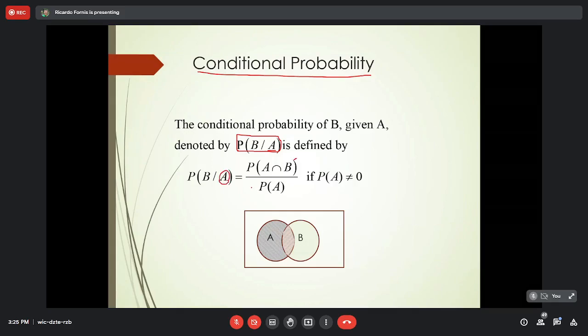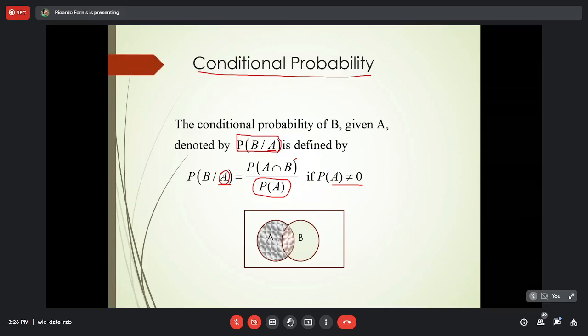That means the probability B given A is the ratio of the probability of the intersection of the two events to the probability of the reference event. So probability B with respect to A. And this formula is only applicable if probability A is not zero. Because, of course, in mathematics, if you divide a number by zero, it is indeterminate.